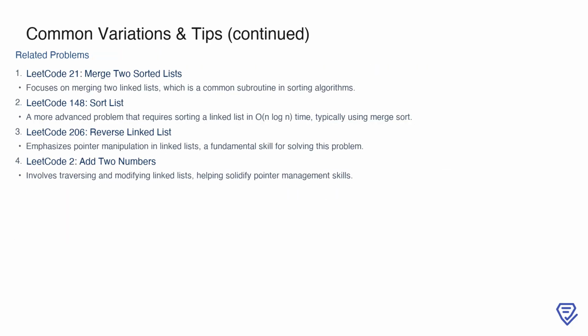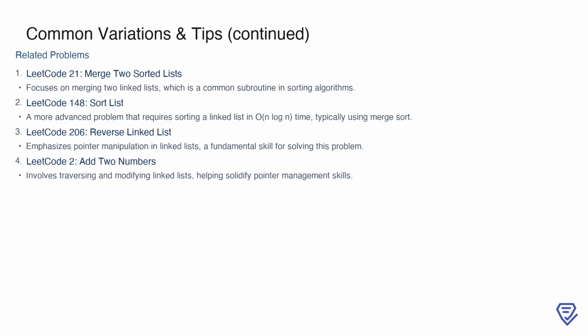To further strengthen your understanding, it's helpful to explore related problems that involve similar concepts. For instance, LeetCode 21 focuses on merging two sorted linked lists, which is a common subroutine in sorting algorithms. Another relevant challenge is LeetCode 148, which asks you to sort a linked list in O(n log n) time, typically using a merge sort algorithm.